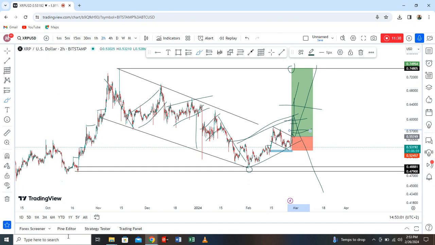So this is how I trade cryptocurrency pairs, guys. It's similar to the way I trade everything, guys. My strategy works in every pair and in every time frame, guys.